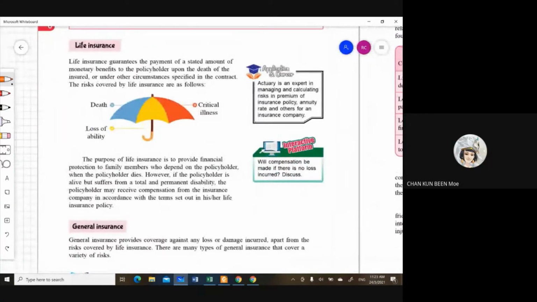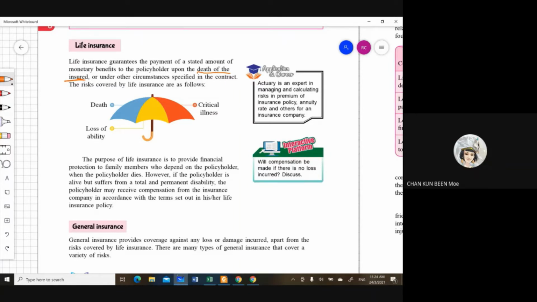Okay, life insurance guarantees the payment of a stated amount of monetary benefit to the policyholder upon the death of the insured. Sometimes there's no death, then what will happen? It depends, or under other circumstances specified in the contract.